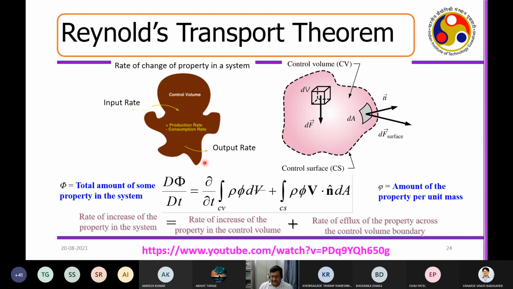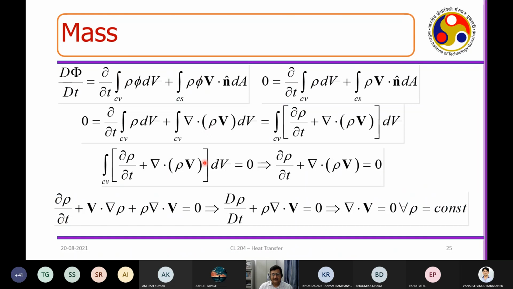Now, once we learned that, we started testing this for the mass, and you saw that once I say that capital phi is mass, that means small phi will be 1. If I enforce that straight away, I get the mass balance equation. And this you are studying in fluid mechanics. Then I get the continuity equation for an incompressible flow.